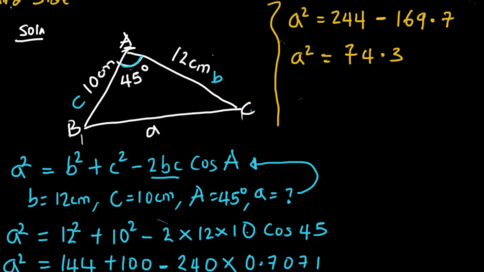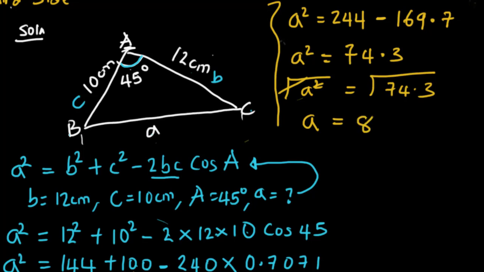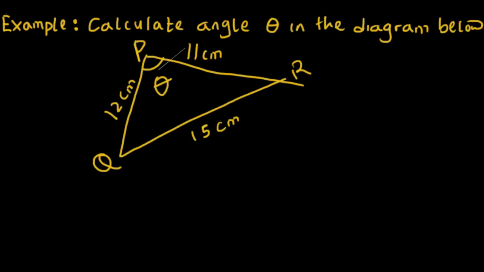But remember, what we are trying to find is a, not a square. So we'll find the square root of both sides. So the square root cancels the square. So I'm left with a equals the square root of 74.3, which is approximately 8.6 centimeters. And here's our answer.